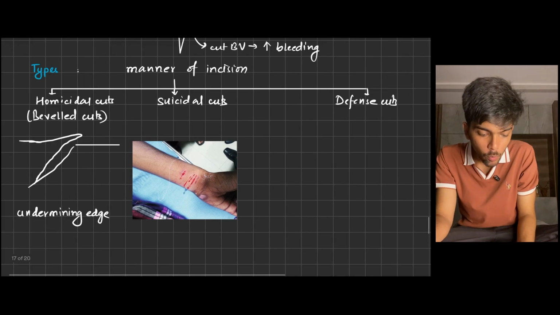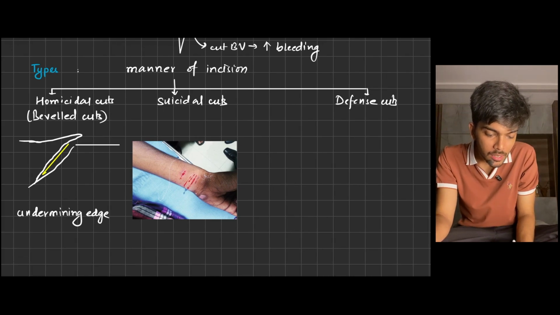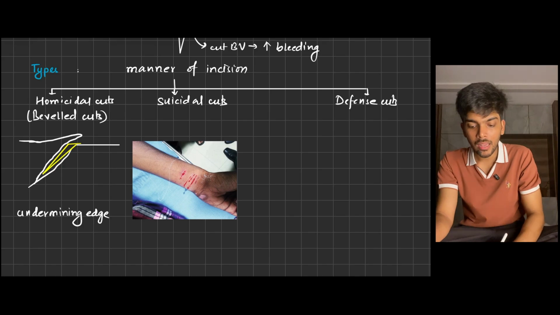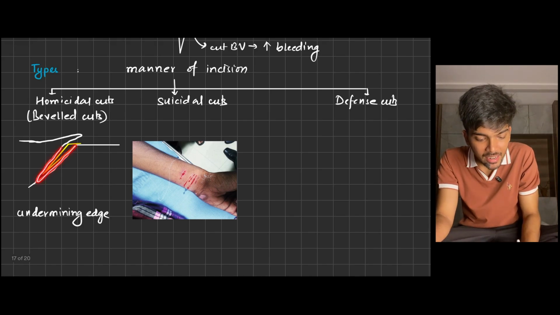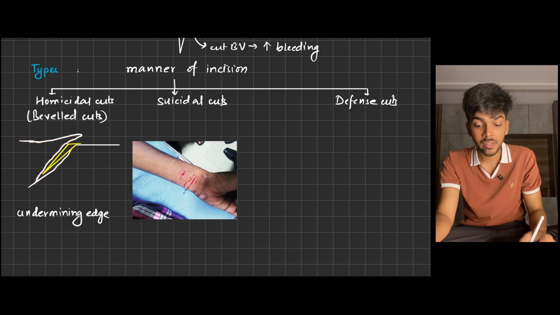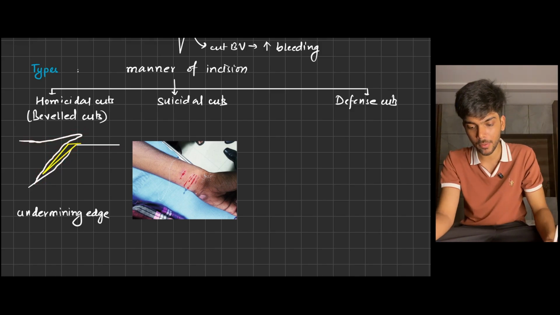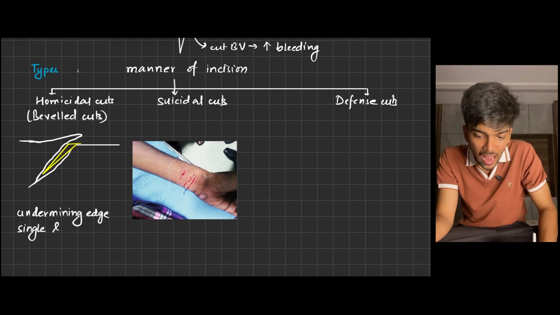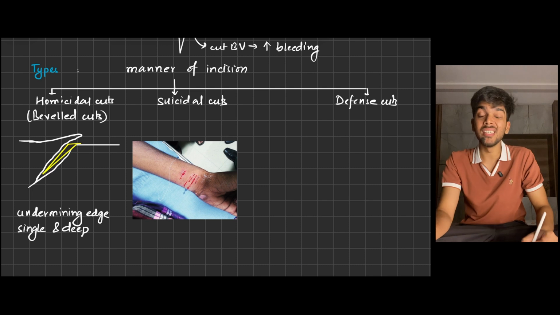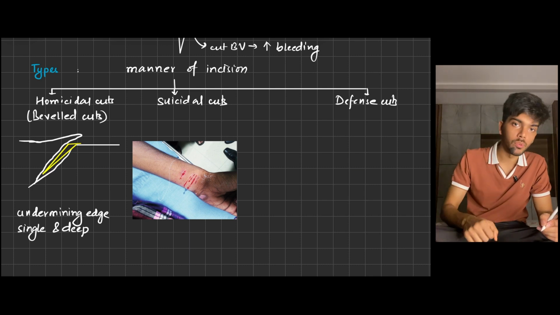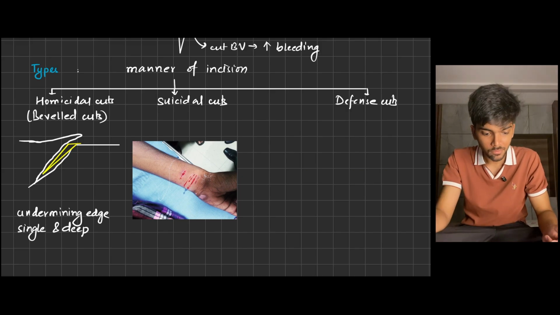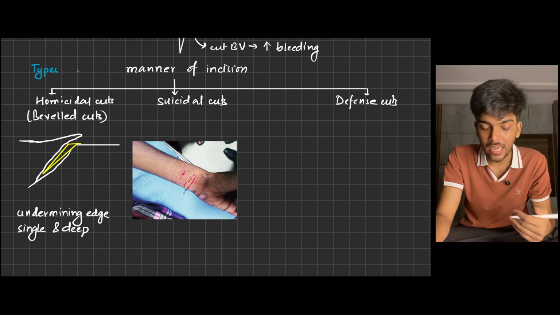Here the sharp weapon is used, the sharp weapon brings about an incision at an angle, and this incision is hidden under a flap of tissue. This is referred to as undermining edge. Here the cut is single and deep. It is deep because the intention is to harm you. The intention is to end your life in a single slash, in a single blow. So that's your homicidal cut.